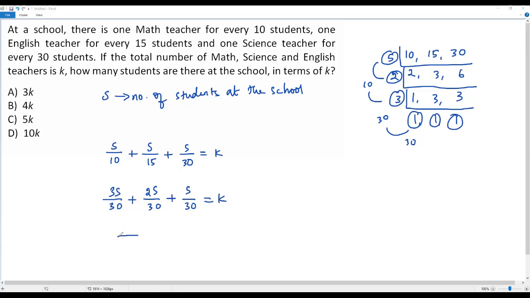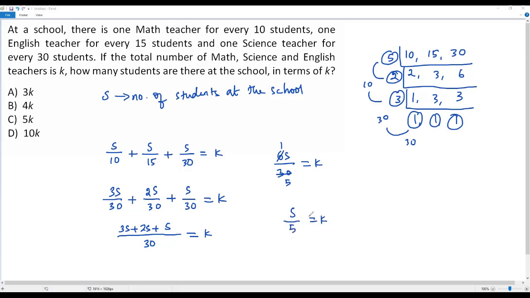So now what we can do is take the denominator 30 in common. We have to add the numerators, and I'm getting 3s plus 2s plus 1s equals k. Okay, so now when we add 3s and 2s, I'm getting 5s. When I add 5s and 1s, I'm getting 6s. Then I'm getting 6s over 30 equals k. So here 6 goes into 6 one time, 6 goes into 30 five times. I'm getting s over 5 equals k.